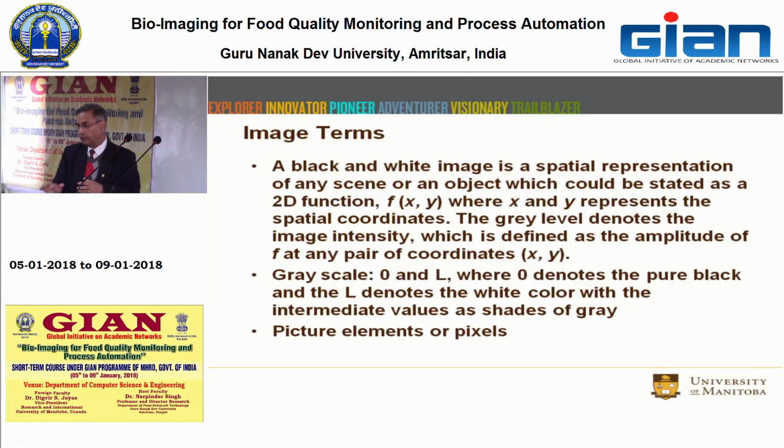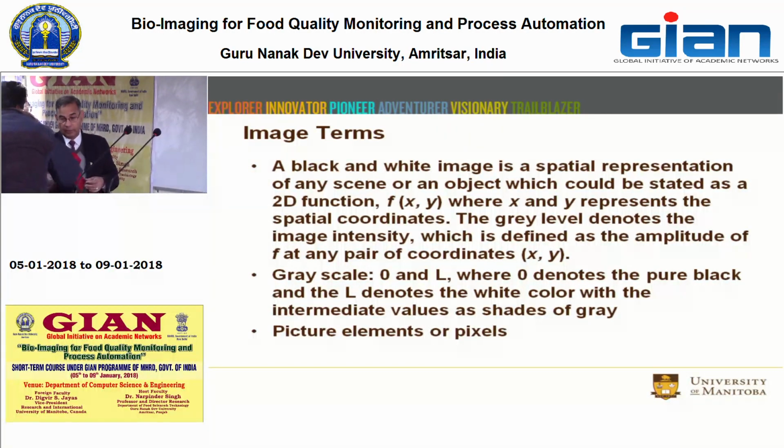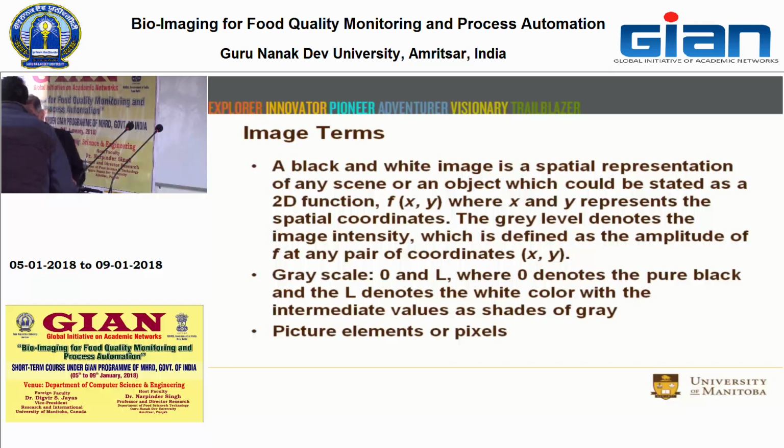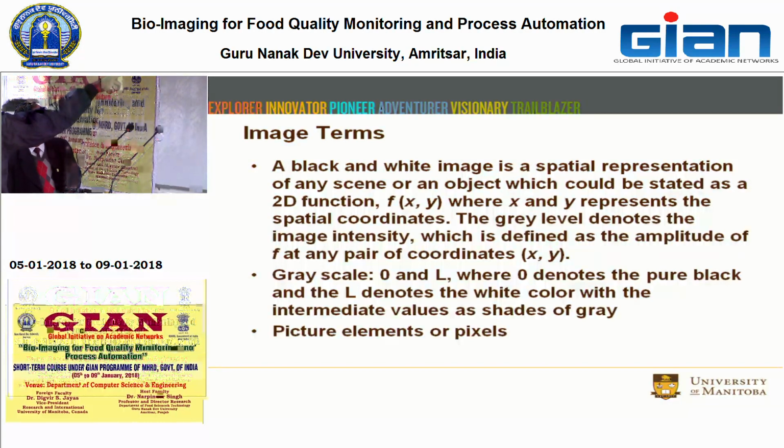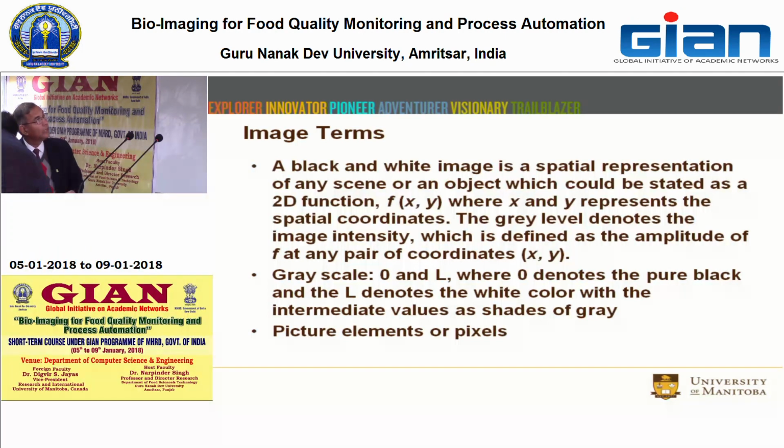Now the gray scale typically ranges from 0 to L, where 0 denotes pure black and L denotes white, with the intermediate values being gray values. So when we are dealing with a black and white image, typically the sensing elements are 8-bit, which means you can have 2 to the power 8, which would be 256. So if you start with 0, you can go up to 255. You can have 256 different gray levels if it is a black and white image.